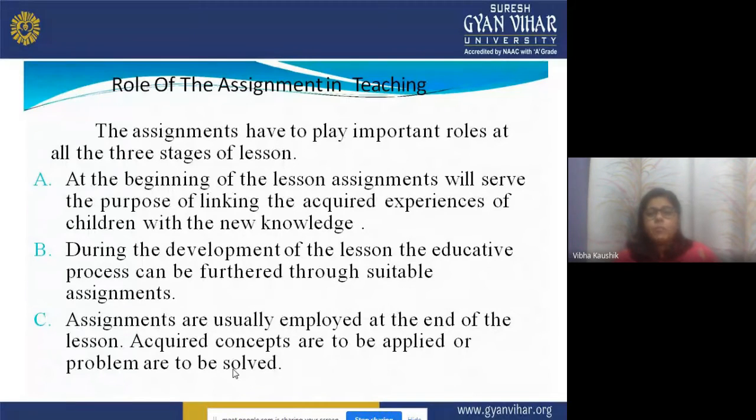Assignments have to play an important role at all three stages of the lesson. At the beginning of the lesson, assignments serve the purpose of linking the acquired experiences of children with the new learning. For example, the teacher has planned to teach multiplication tomorrow. Now the teacher can give the students assignments related to addition and subtraction, so that the teacher can use the previous knowledge of addition in tomorrow's class. So assignments are important at the beginning of the lesson plan also.